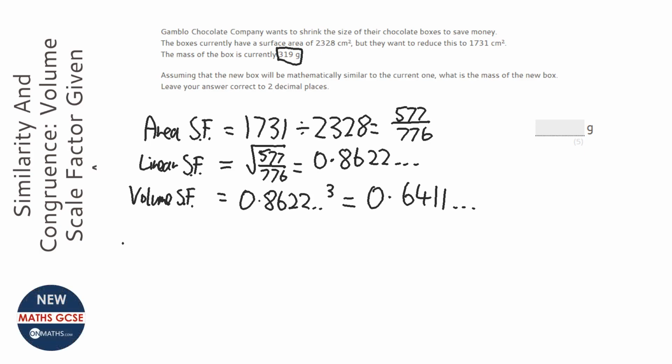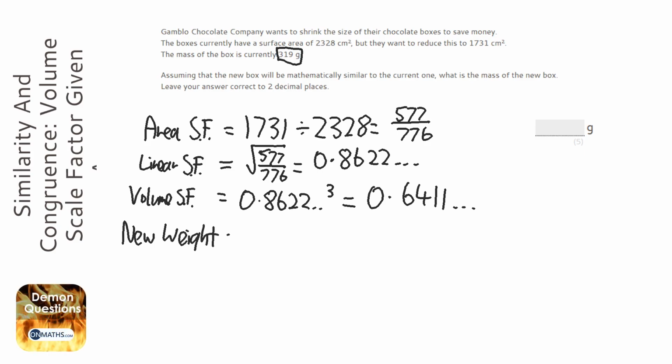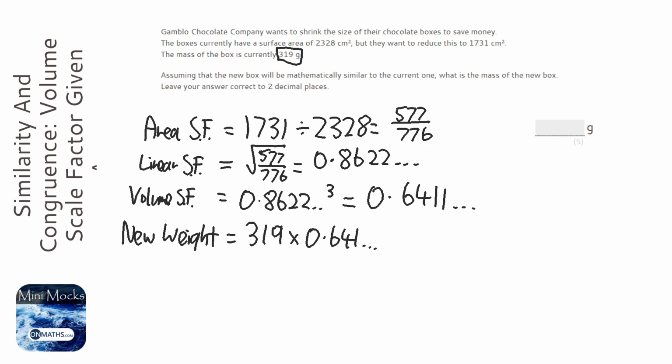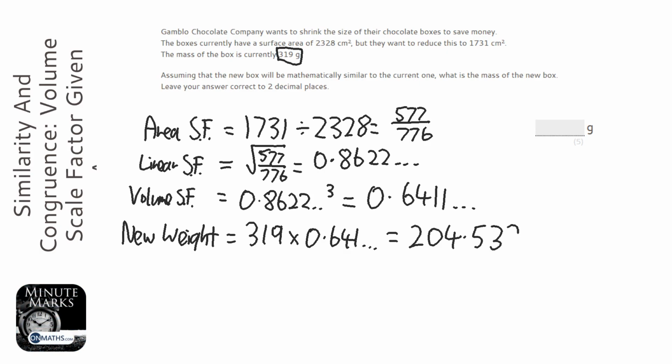So to work out the new weight, I'm just going to get 319, and I'm going to times it by that 0.641 blah blah blah blah. So on my calculator I'm just going to times it by 319, and I get the answer of 204.5322 blah blah blah. It says it wants two decimal places, so 204.53 is going to be my answer.